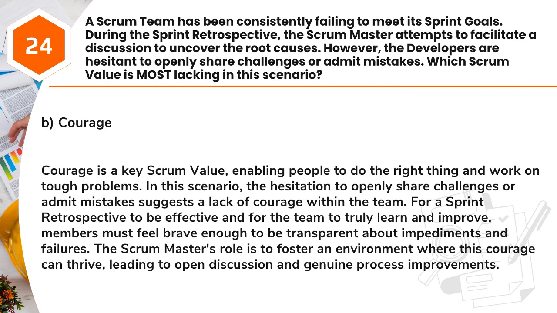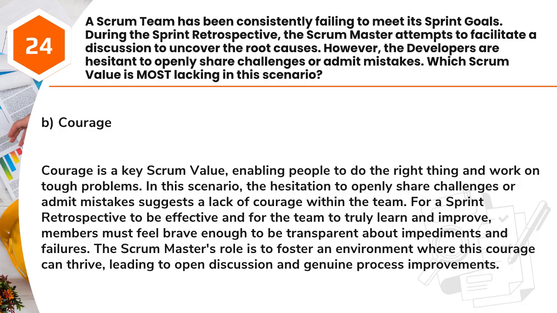Answer: B. Courage. Courage is a key Scrum value, enabling people to do the right thing and work on tough problems. In this scenario, the hesitation to openly share challenges or admit mistakes suggests a lack of courage within the team. For a sprint retrospective to be effective and for the team to truly learn and improve, members must feel brave enough to be transparent about impediments and failures. The Scrum Master's role is to foster an environment where this courage can thrive, leading to open discussion and genuine process improvements.